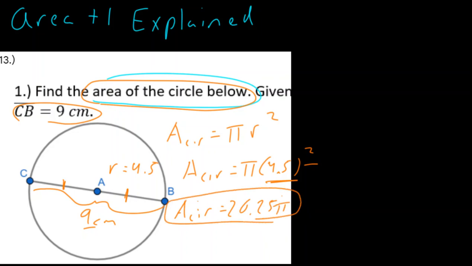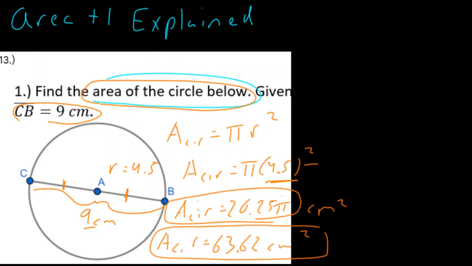And we can also multiply this by the actual value of pi. And another way to say this is that the area of a circle is equal to 63.62 centimeters squared. This would be centimeters squared as well. So one of these is the decimal approximation, and one of these is the answer in terms of pi. You'll just have to look at the answer choices and see what they are asking for in terms of the answer. All right, let's move on to the next one.